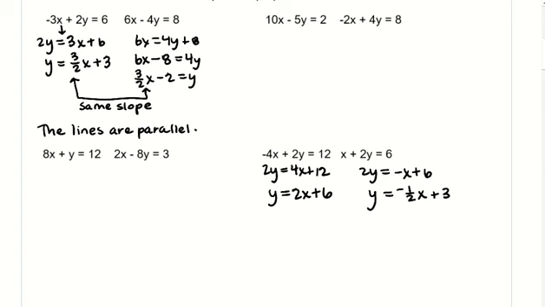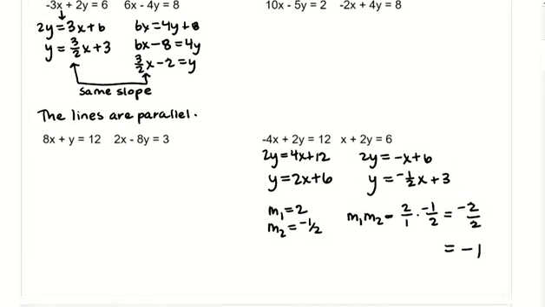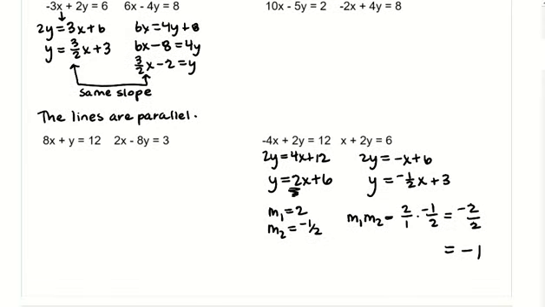So what I'm going to do is take the slopes. If the first slope is equal to 2 and the second slope is equal to negative 1/2, and I just try multiplying them together, I've got 2 over 1 times negative 1 over 2 equals negative 2 over 2, which is the same as negative 1. So since the slopes multiply together and equal negative 1, we conclude that the lines are perpendicular. Or you could just look at it and say that 2 and negative 1/2 are opposite reciprocals, and that's basically enough to conclude that the lines are perpendicular.